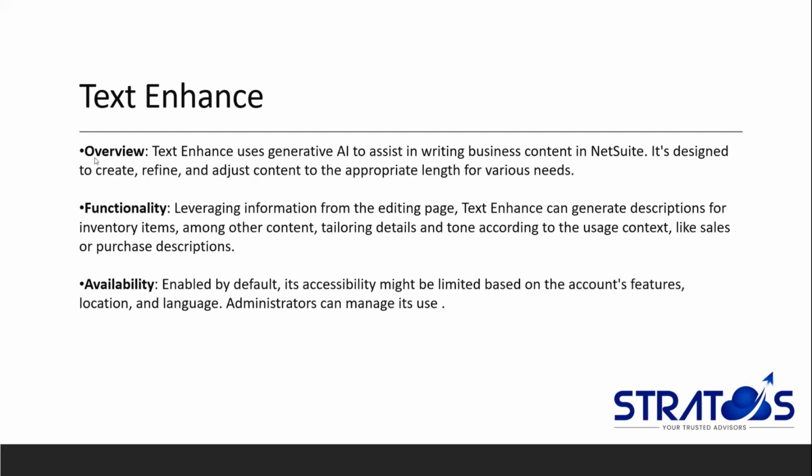So the functionality of Text Enhance leverages information from the editing page. Text Enhance can generate descriptions for inventory items, among other content, tailoring the details and tone according to the usage context, like sales or purchase descriptions. It's enabled by default. Its accessibility might be limited based on the account's features, location, and language, and administrators can manage its use.